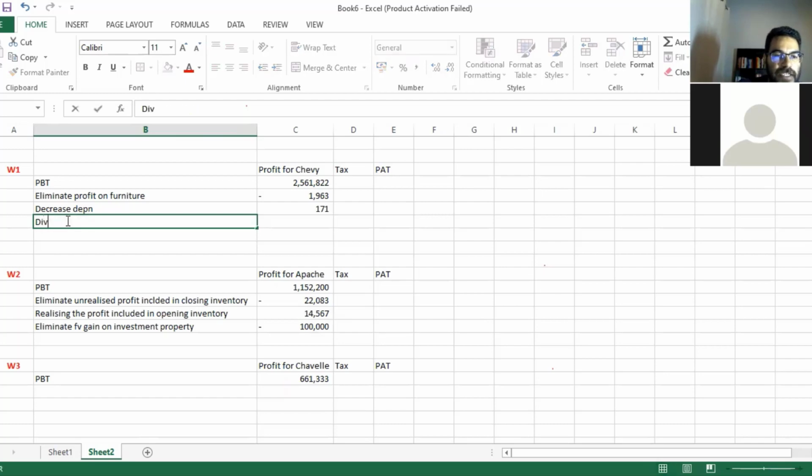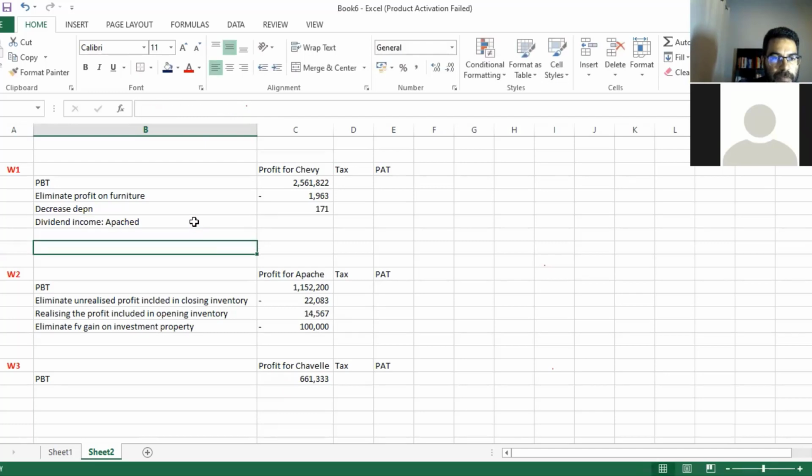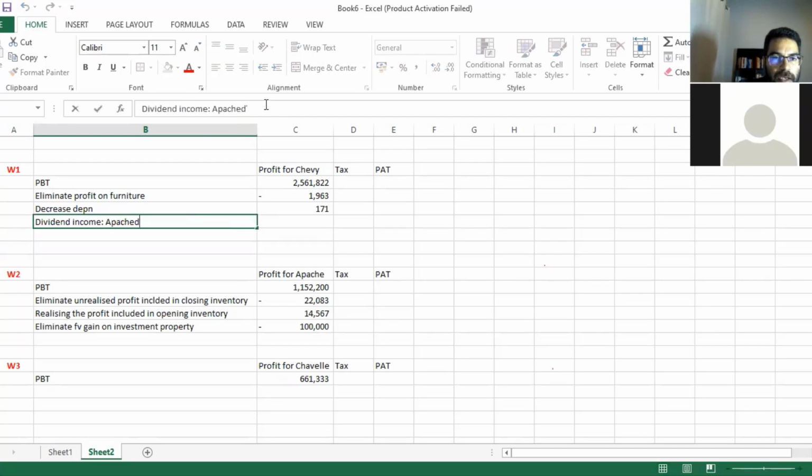So here we're going to say dividend income APAC, and dividend income APAC. And then we're going to say dividend income Chevelle, and we need to remove it. Okay, so this is Chevelle.